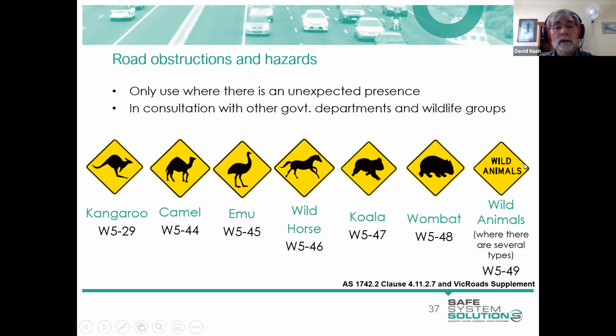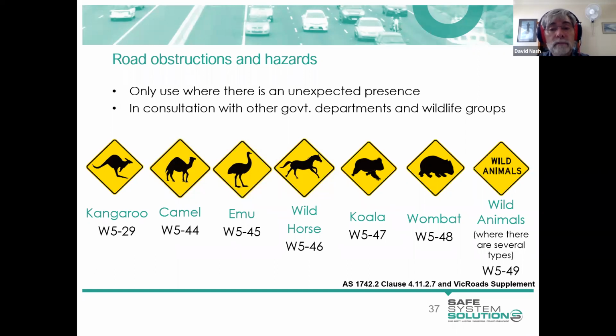Someone asked about animal signs. Again, only use where there's an unexpected presence and in consultation with other government departments and wildlife groups. So the Australian Standards Committee, when I was on it, debated long and hard about how we should deal with all of this, because there's all sorts of different animals that might be on the road. And in Western Australia, camels and emus and wild horses are actually a problem. So having signs available to warn of those is fair enough.